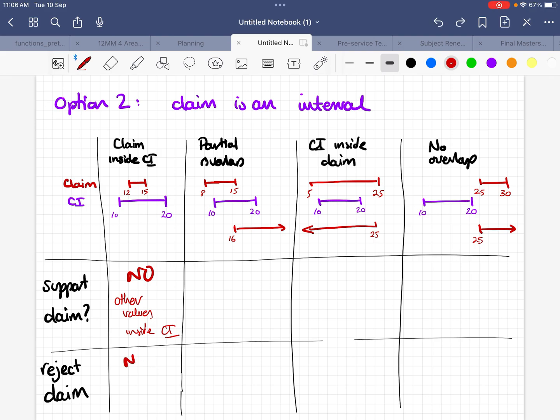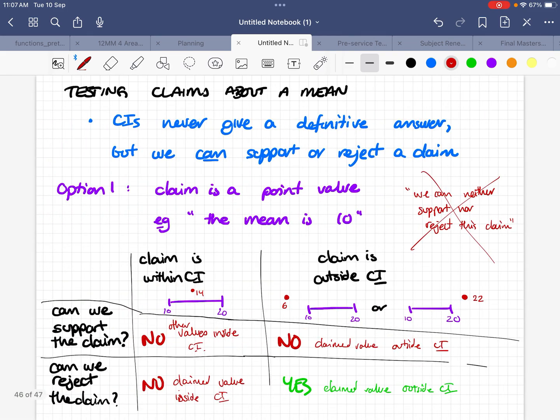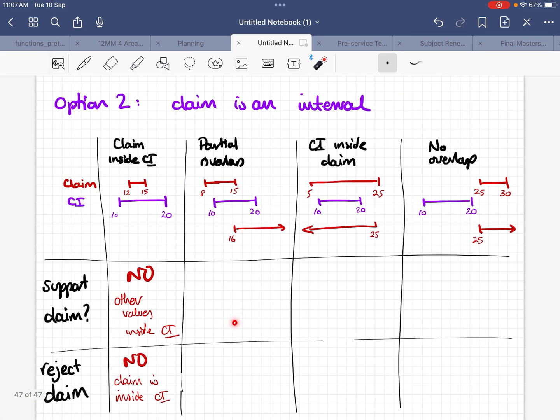We also can't reject the claim because, and it's the same reason, the claimed values are inside our confidence interval. Just a really quick note, this is another situation where we can't support the claim and we can't reject the claim. It might feel like you want to bring this statement out here, and actually over here as well. Don't fall into that temptation.